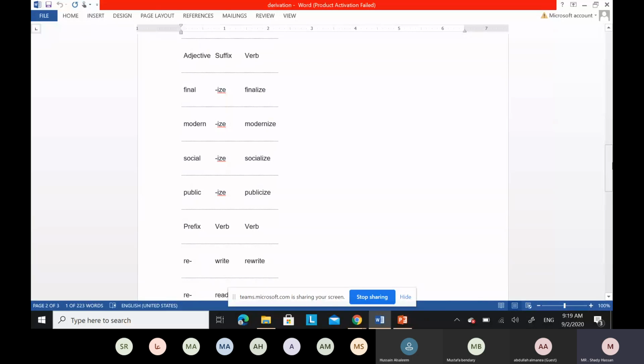Modern, modernize. I added ize in here and I've changed the adjective modern into the verb modernize. The same rule applied here for the word social. When you add ize to the word social, it's socialize. Public, publicize. Same. I'm changing the adjective public into publicize.